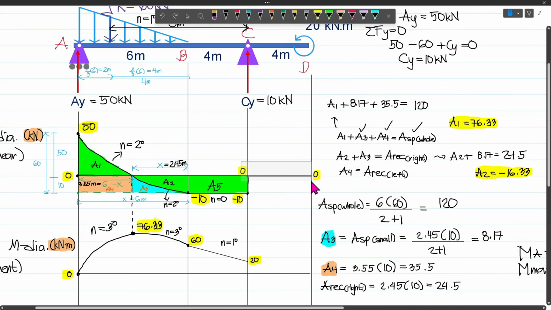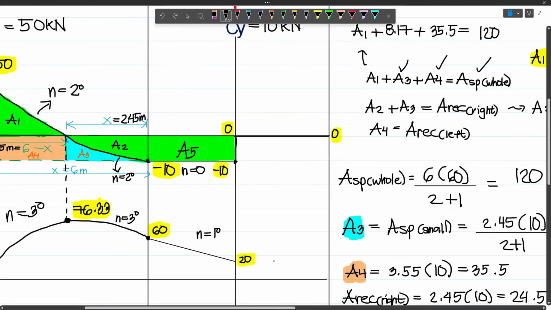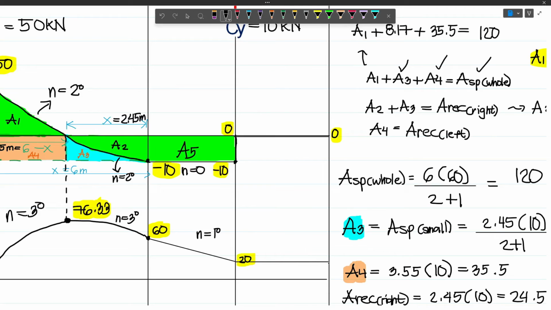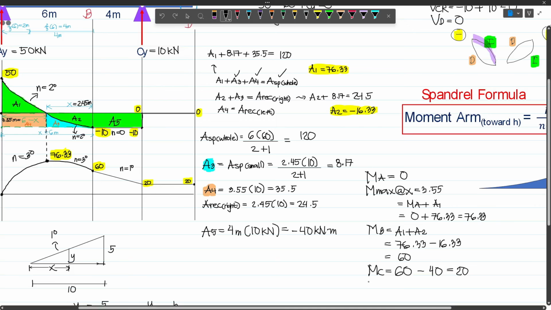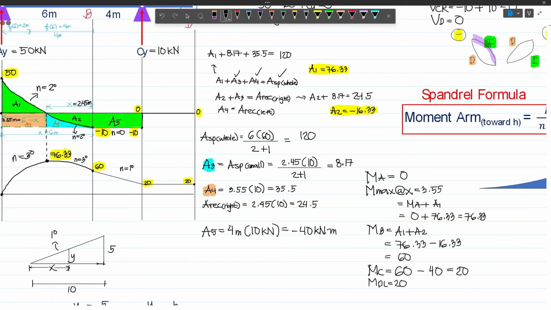Now from point C patungo sa point D, we have no area sa shear diagram natin. Kasi diba, this is just a straight line. And so dito sa moment diagram, we will also draw a constant line. Kasi walang area dito. And so this will still be 20. And so this means na yung MDL natin will be 20 or the left moment value at D.